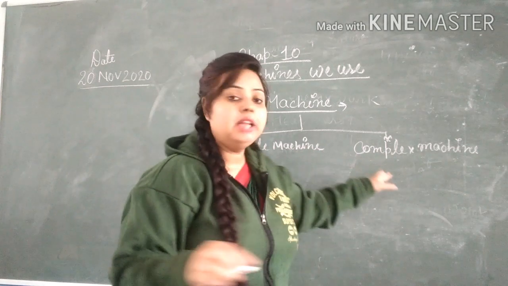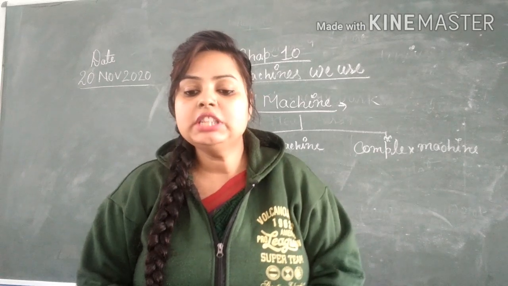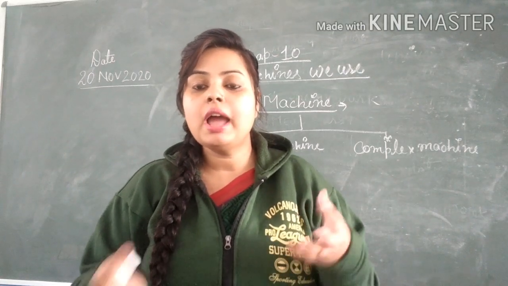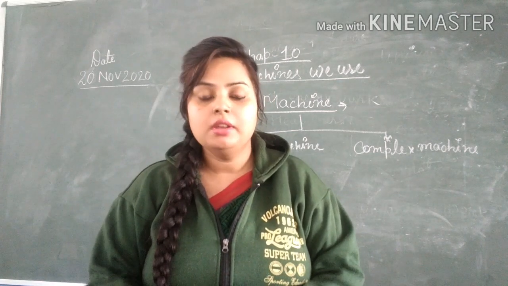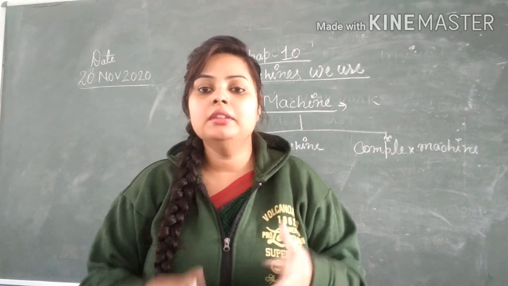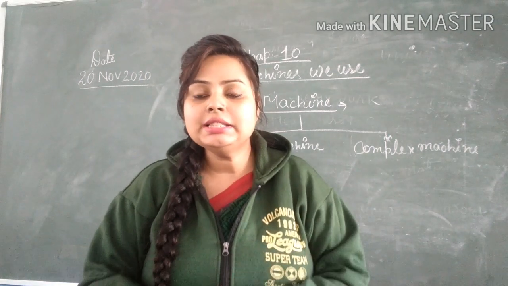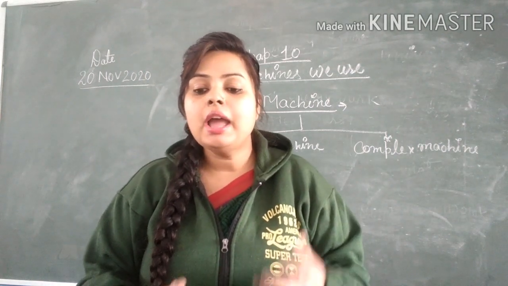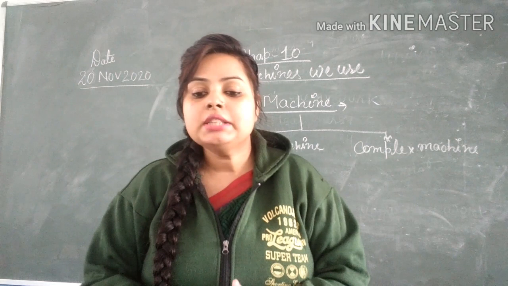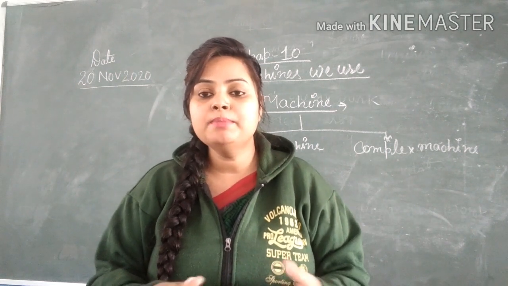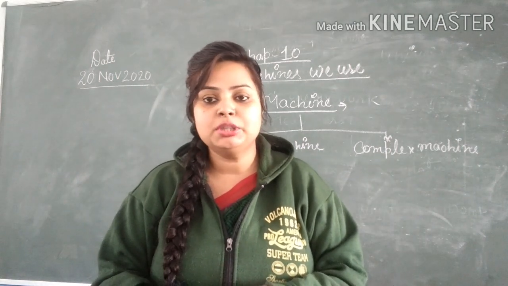What is a simple machine and what is a complex machine? A simple machine is one which changes the direction or the amount of the force applied to do work. A simple machine is one which changes the direction and the amount of the force which is applied on an object. Sometimes two or more simple machines are combined together and they form a complex machine.